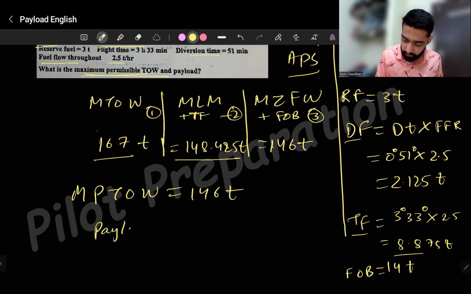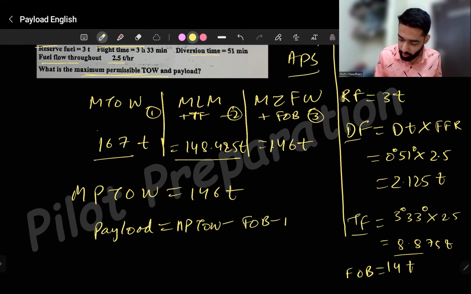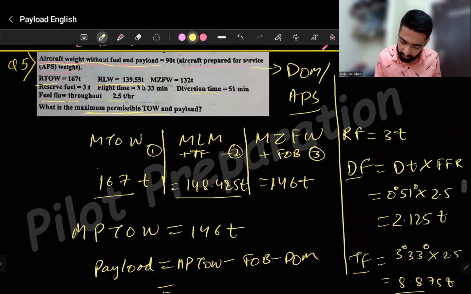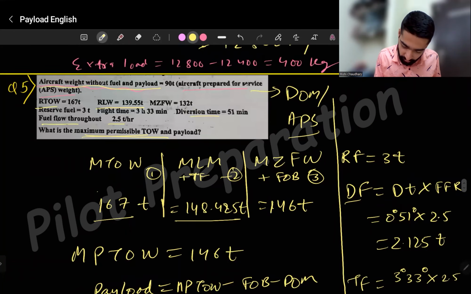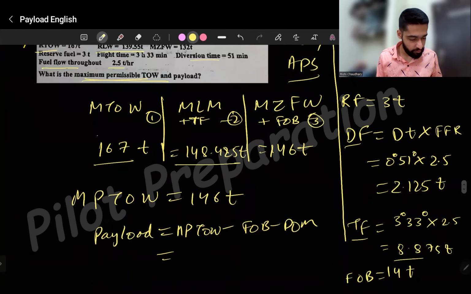Payload is equal to MPTOW minus FOB minus DOM, correct? So this is nothing but 146 minus FOB. FOB is how much? Fuel on board is 14, minus DOM. DOM is 90 ton. So I have 146 minus 90 minus 14. This is 42 ton, which is my payload.